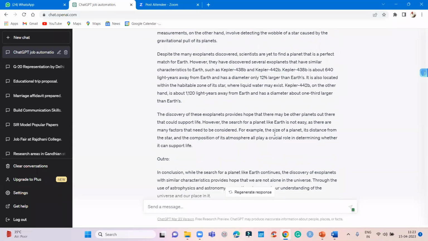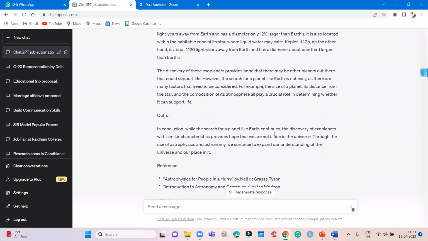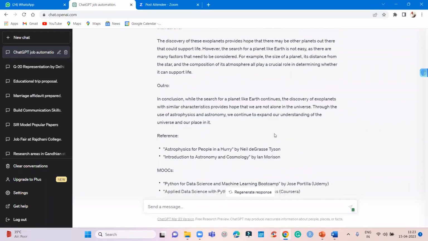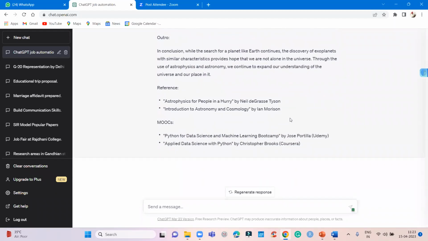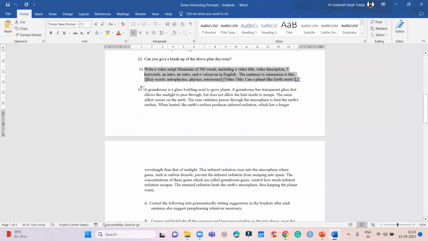It will write everything. I made a very small one, but you can make a large one. A large one means you can make it for 5,000 words. It will tell you what pictures you have to paste. It will suggest that. So those who are YouTubers and want to write something can take help of it.